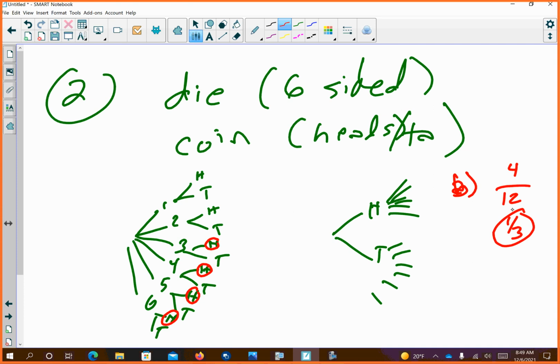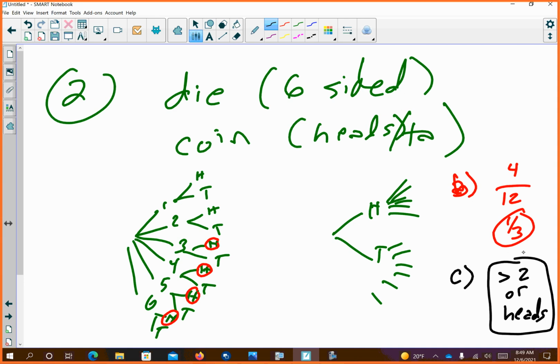And then probability of rolling a number greater than 2 or a heads. Was this the one we got stuck on last time? You guys were asking me about? Okay, we can do it. Because I went back and researched it.